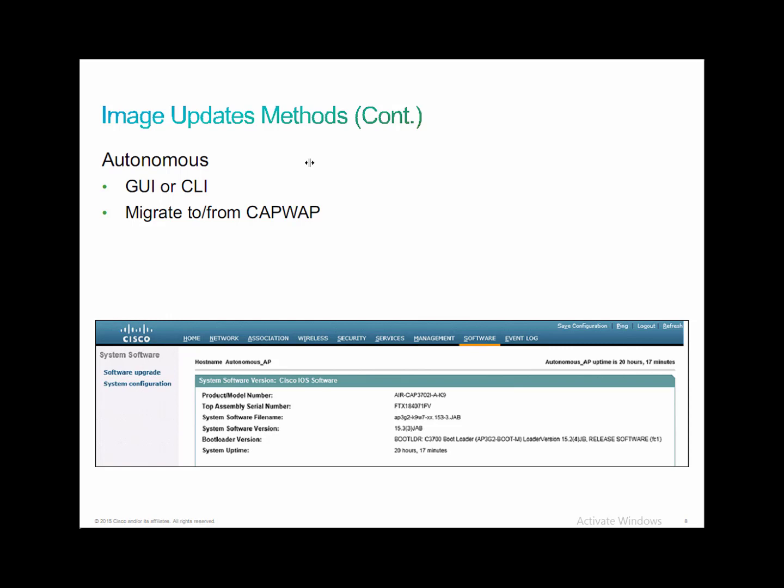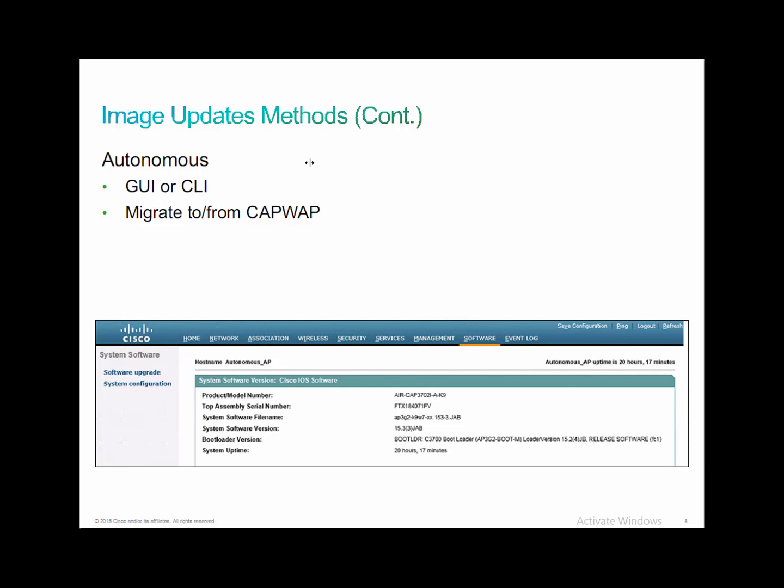But anyway, if you want to upgrade, you can go through the GUI. This is what the GUI would look like for an autonomous AP. You can also do it through the CLI. You do have to have TFTP configured to be able to do that, but you can download the image, which is a .tar file. That's the firmware image anyway. And you can specify that using the archive download-SW.